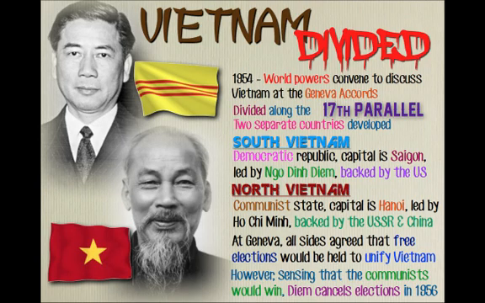So then you also have North Vietnam. It is a communist state. The capital is Hanoi, and it's led by Ho Chi Minh, and they are backed, supported by the Soviet Union and China. So at Geneva, all sides agreed that free elections would be held to unify Vietnam, so that the Vietnamese people would decide: do you want to have Ho Chi Minh as leader of the entire country, or Ngo Dinh Diem as the leader? Do you want democracy, communism?